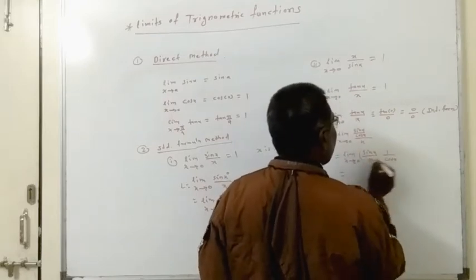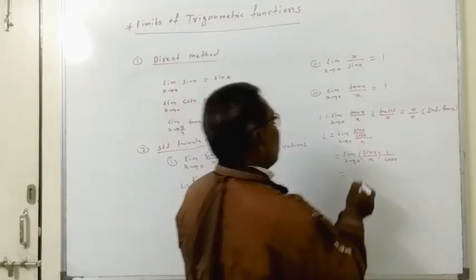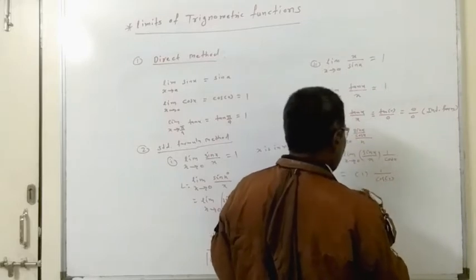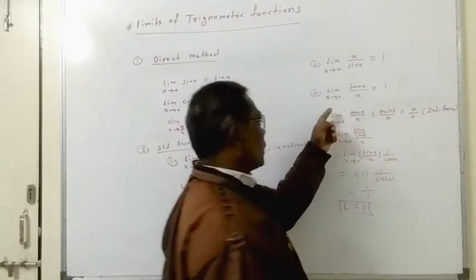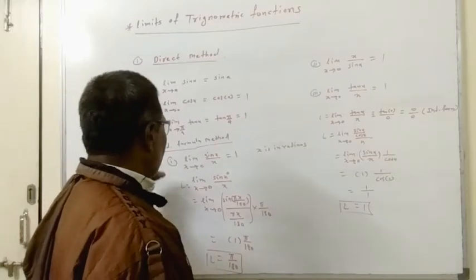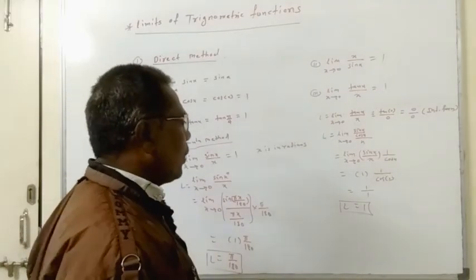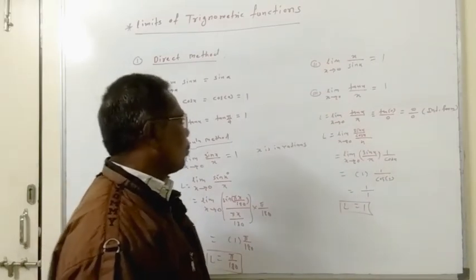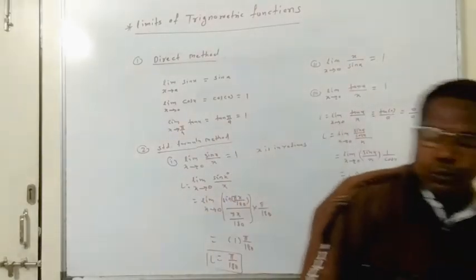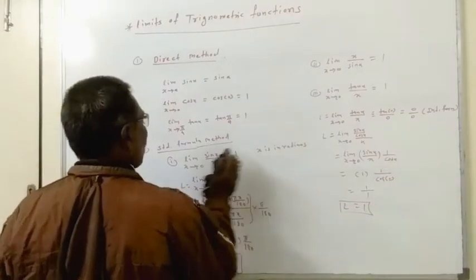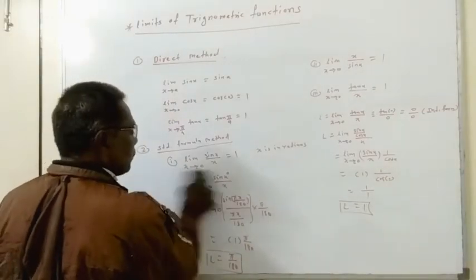Now sin x upon x is equal to 1 by the first formula, and 1 upon cos x by the direct method, cos 0 is 1, so 1 upon 1 is 1. So this formula we can prove by using the first formula in this way. So in standard formulas, we can evaluate the limits by using limit x tends to 0 sin x upon x is equal to 1, and limit x tends to 0 tan x upon x is equal to 1. Now we'll take one example, to see how we apply the formula in examples.